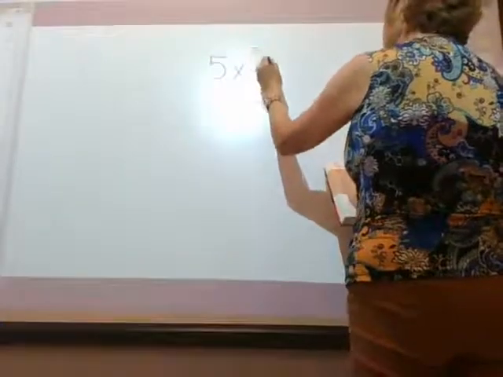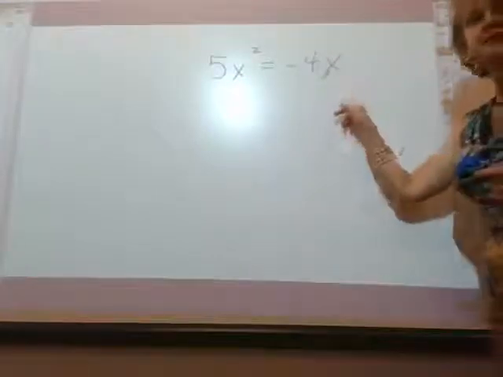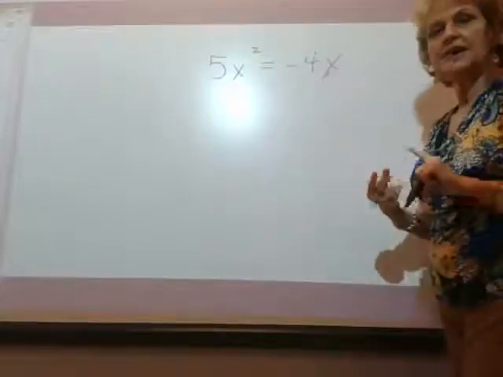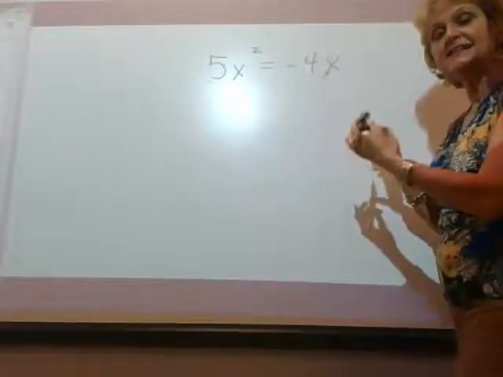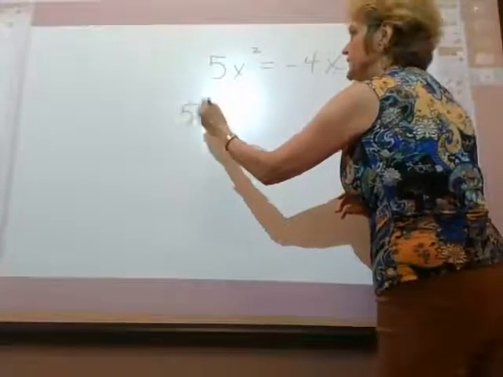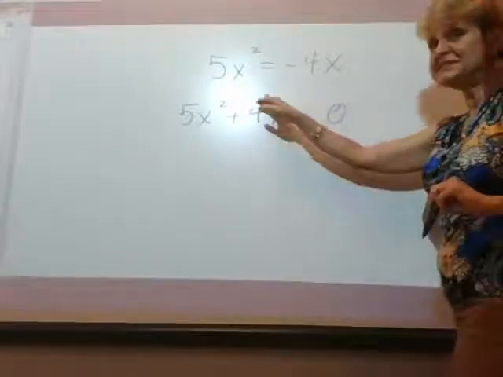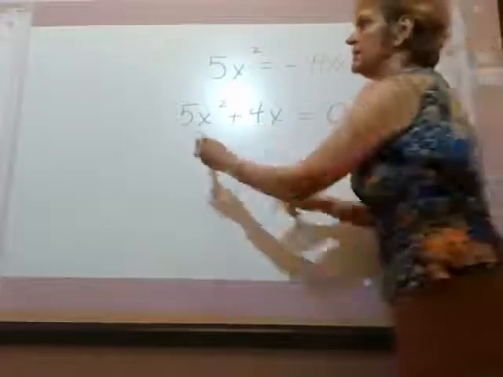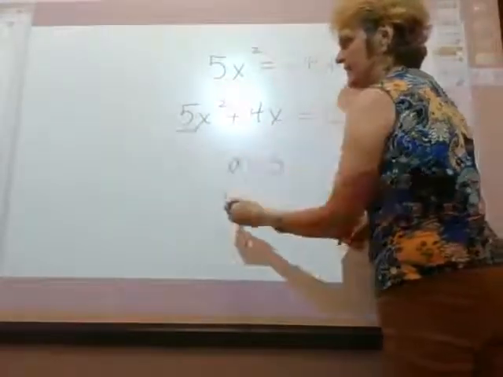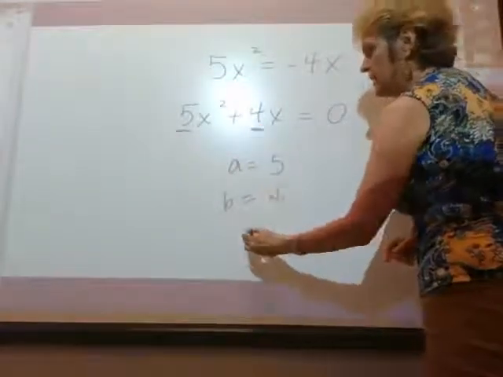The top of the next page says 5x squared equals -4x. And same directions. I'm supposed to write this in standard form and give the a, the b, and the c. All right, so first of all, I have to move this over so that I set it equal to 0. So 5x squared plus 4x equals 0. Everybody see what I did, I hope? All right, so what's the a? What's the thing in front of the x squared? 5, right? What's the b? What's the coefficient of the x term? 4.